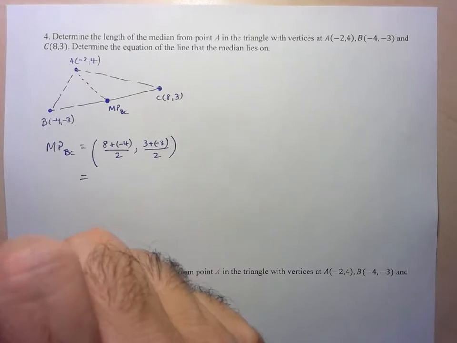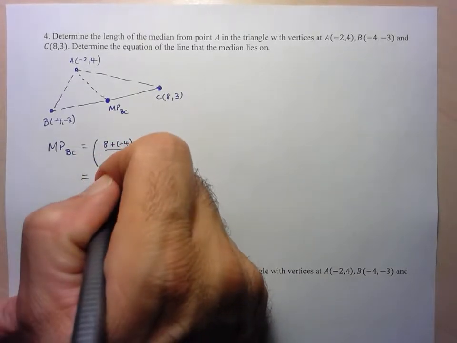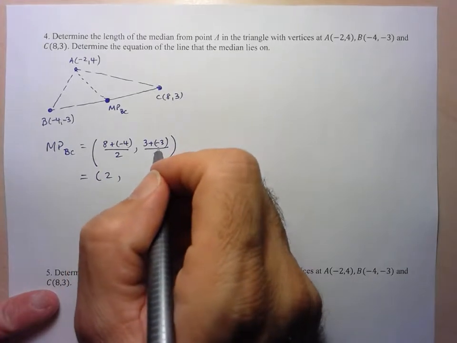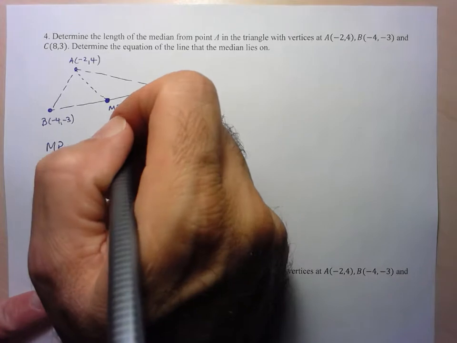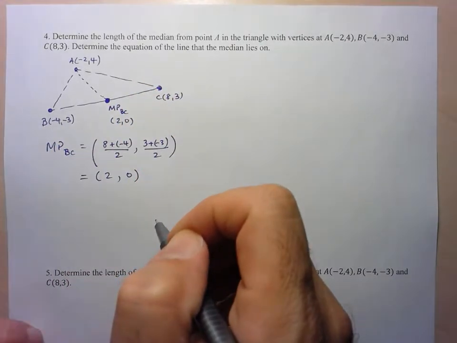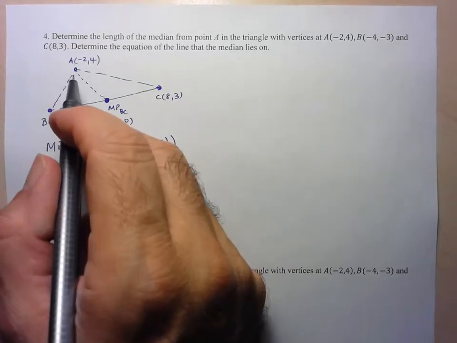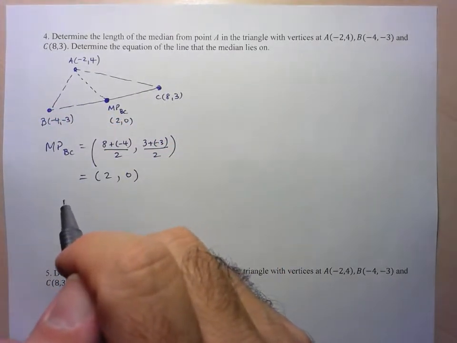Let's calculate that. This becomes 8 minus 4, so 4 over 2 is 2. And here 3 plus -3, that's 3 minus 3, is 0 over 2. Well, it's just 0. So this midpoint here is 2, 0. Now that I have the endpoints of the line segment I'm looking for, I can just find the length of the median.